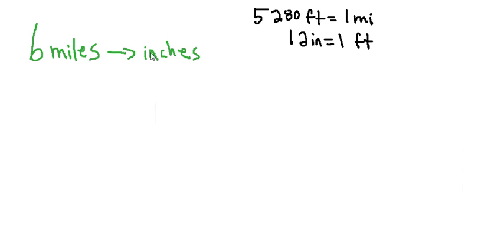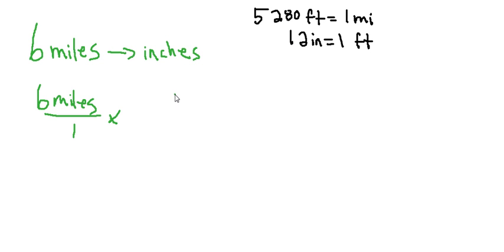Okay, on this next problem, we're going to be converting miles to inches. We're starting off with 6 miles, need to convert to inches. So I've written down the two conversions that I need over here. The first thing I know is 5,280 feet equals 1 mile, and I also know 12 inches equals 1 foot. So factor label says you write down what you start with. So we have our 6 miles, and we always want to make a fraction out of it. So it's going to be 6 miles over 1. Then we're going to multiply it by our conversion.